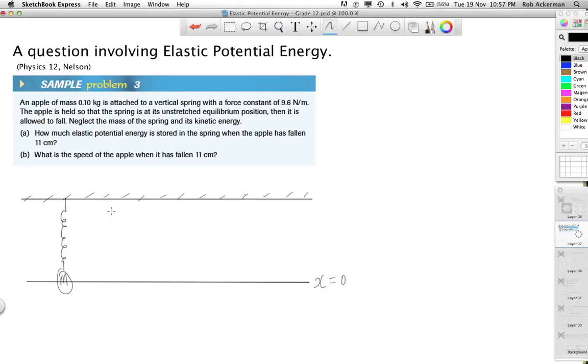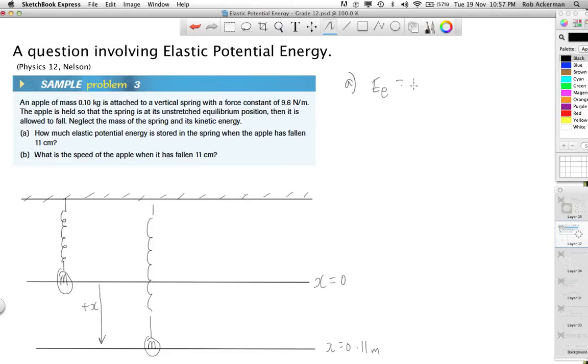And now you let go so that the mass begins falling and the spring stretches, and now you end up 11 centimeters below where you started, 0.11 meters, and this will be positive x going this way. What is the elastic potential energy stored in the spring? Well, that's easy. EE is a half kx squared.